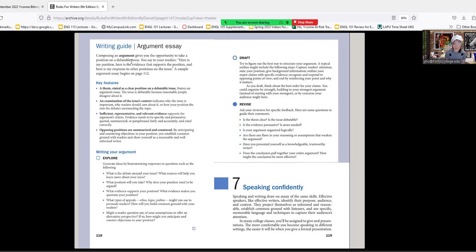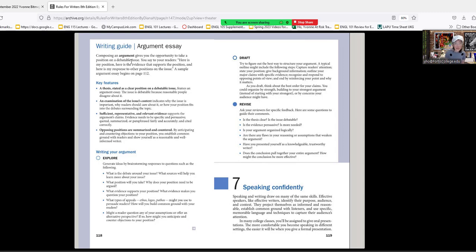The issue is debatable because reasonable people disagree about it. An explanation of the issue's context indicates why the issue is important, why readers should care about it, or how your position fits into the debate surrounding the topic. Sufficient, representative, and relevant evidence supports the argument's claims. Evidence needs to be specific and persuasive, quoted, summarized, paraphrased fairly and accurately, and cited correctly. Opposing positions are summarized and countered.